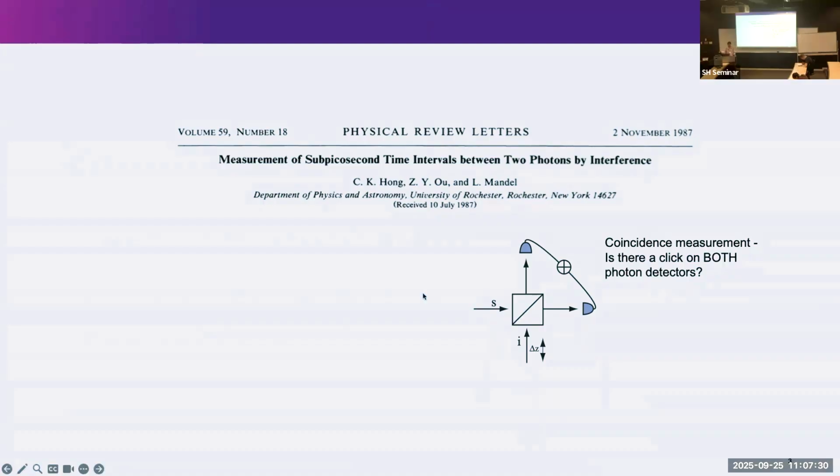Okay, so beam splitter, very common device if you're an experimentalist. There are two input ports. We label them here S and I because usually the input is signal and idler photons. So let's just call them S and I. They can have different color, different polarization, different time when they enter the beam splitter.